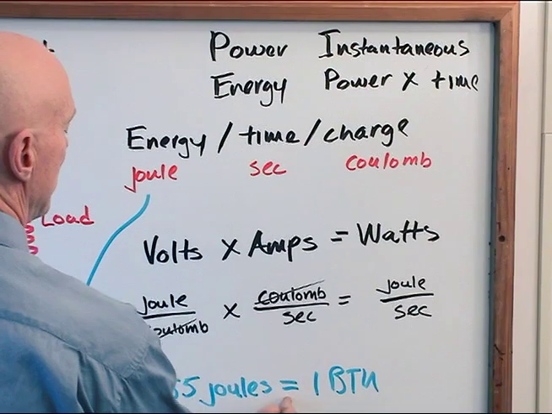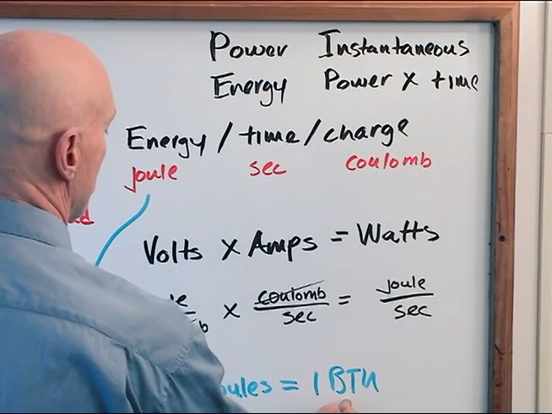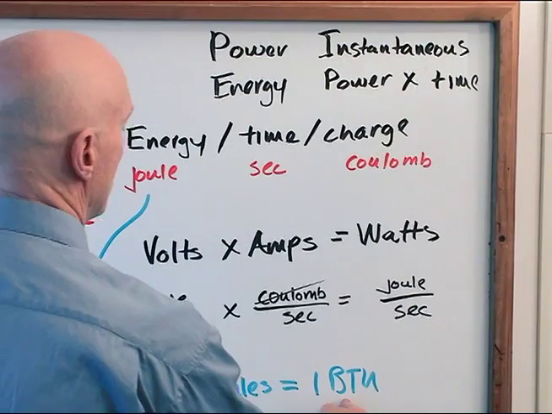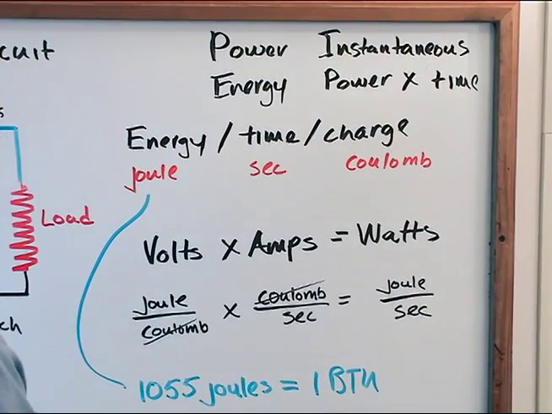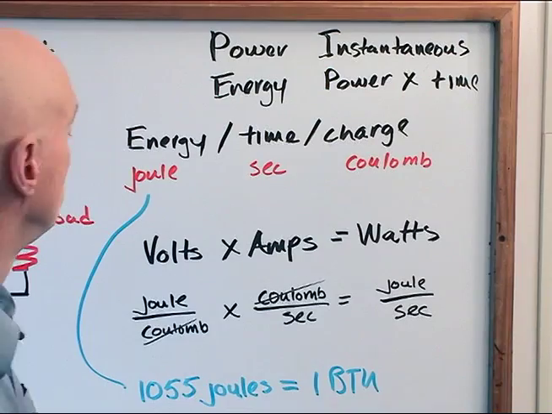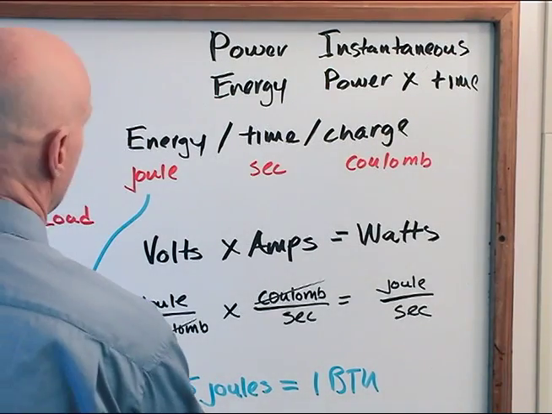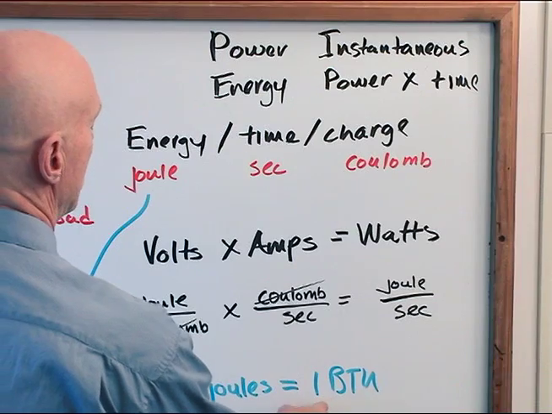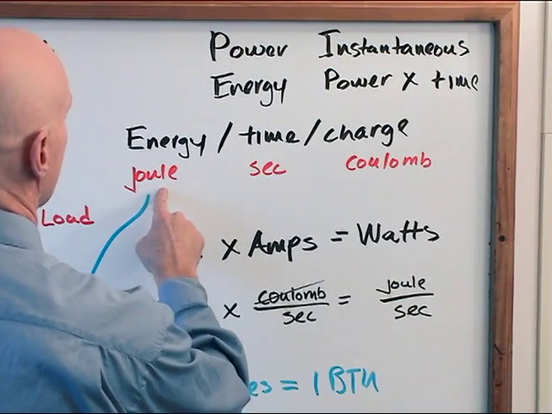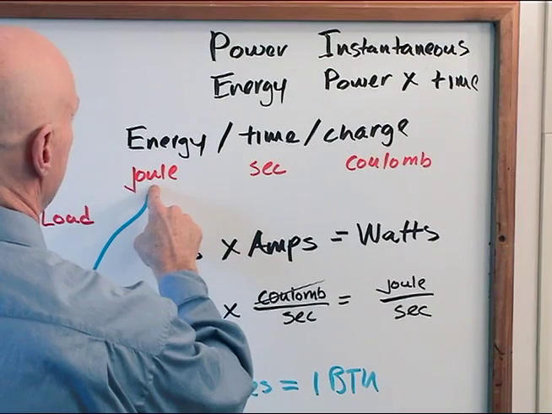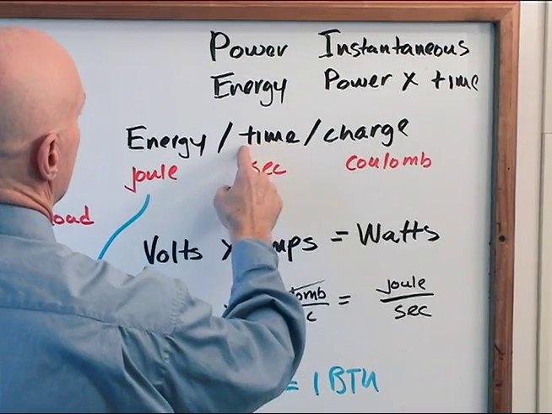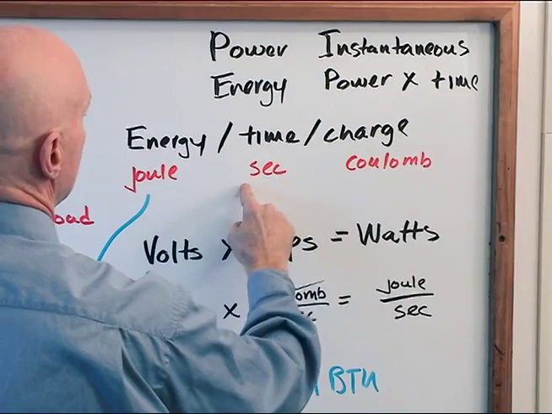1,055 joules is equal to 1 BTU, 1 British thermal unit. A British thermal unit is equal to about the energy in a kitchen match. And it takes 1,055 joules to equal 1 BTU. So it's a very small unit of measurement, but it's energy. And then time, we're measuring in seconds.